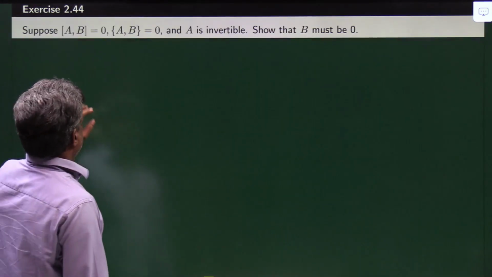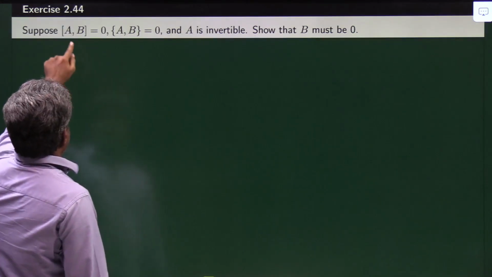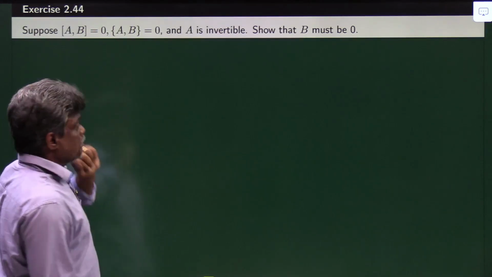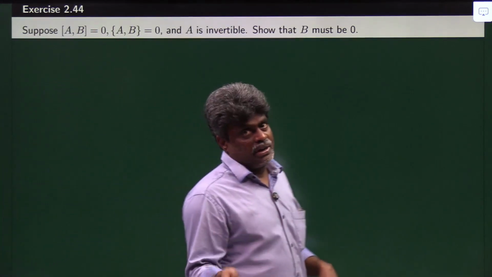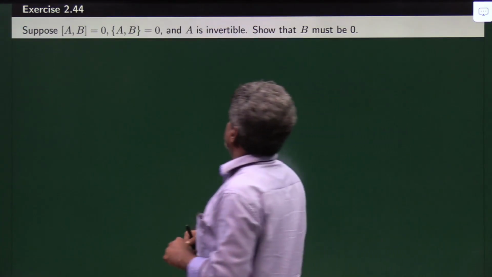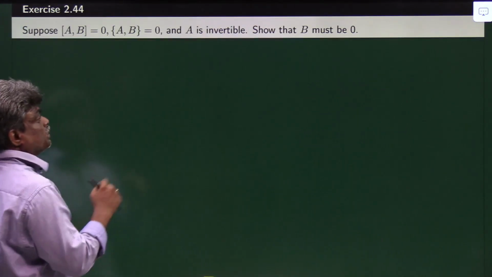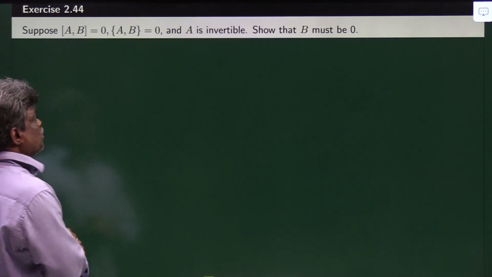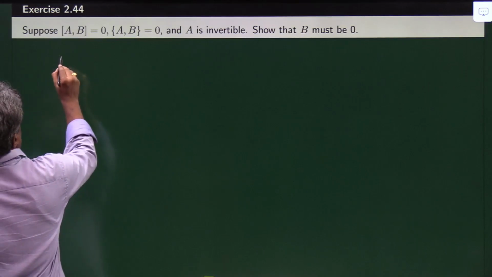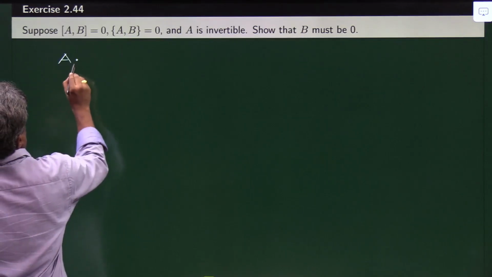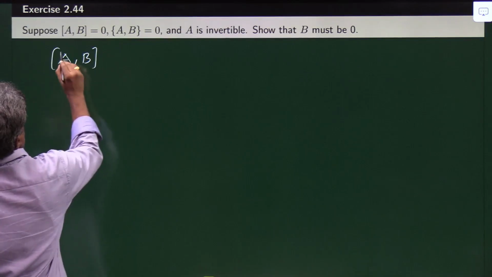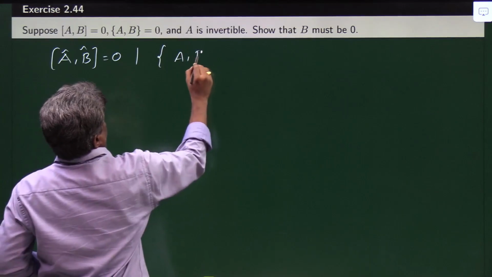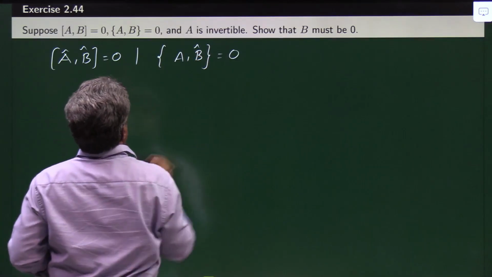And next they are asking: if these two operators A, B satisfy these two relations, that means the commutator is 0 and the anti-commutator is also 0, then if A is invertible, show that B must be 0. Okay, fine. Here they have given the commutator [A, B] equal to 0 as usual, and the anti-commutator {A, B} equal to 0.